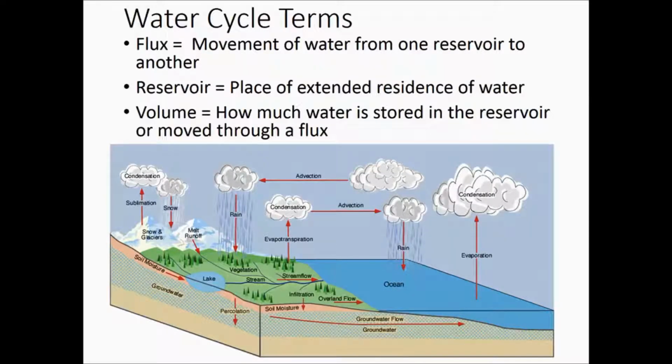So I just want to bring to your attention a couple key terms that we use when we talk about water cycles. One of those is a flux. A flux is just the movement of water from one reservoir to another. So if you look at this picture here, a flux would be things such as evaporation that you see here, or rain that you see here, or snow here. And it can also be things like sublimation or advection between clouds.